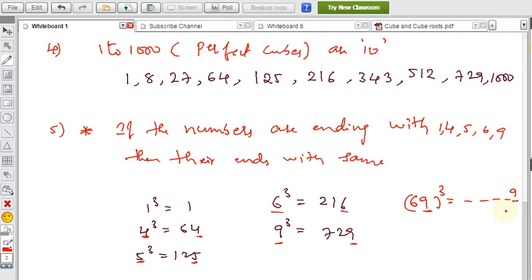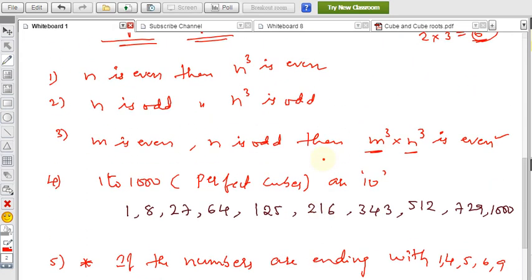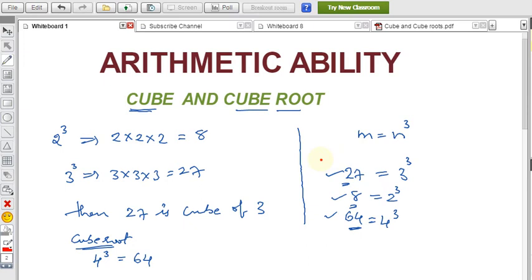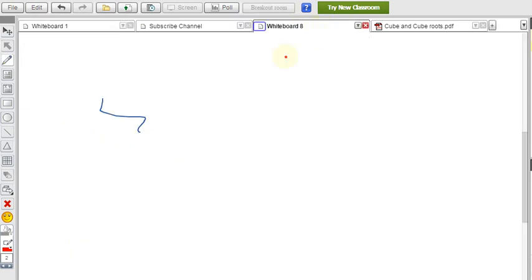Okay, now how to find the cube root? Let me explain how to find the cube root by using the factorization method. For square root we have the factorization method and the division method, you can see in my previous video. Now for cube root we will use only the factorization method. There is no particular division method for this.